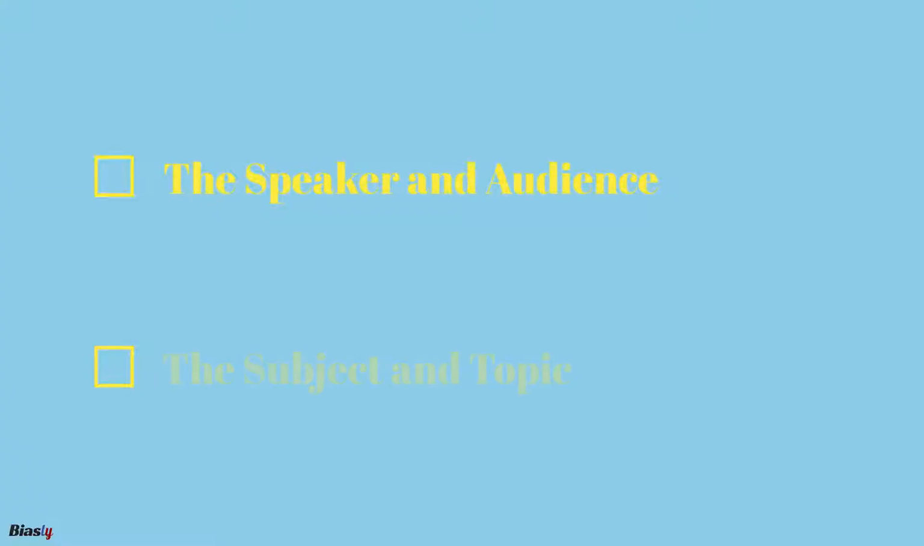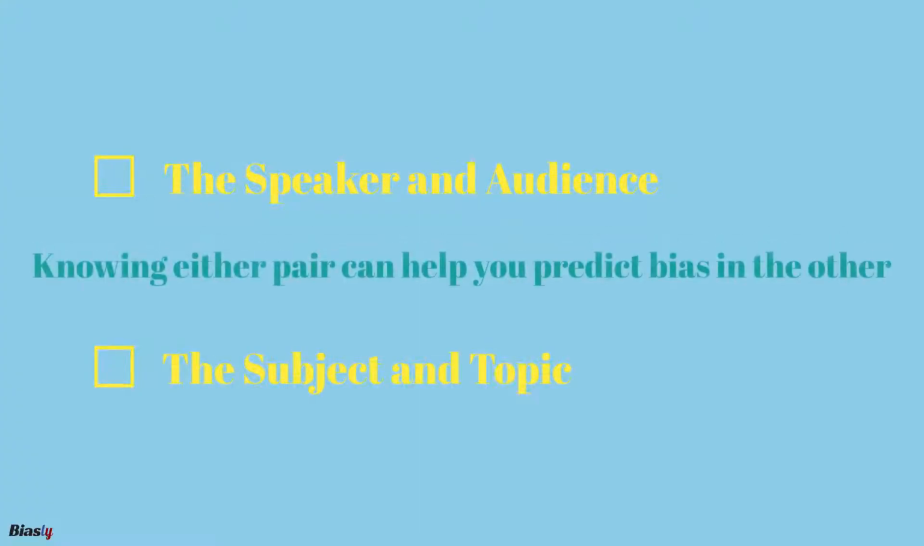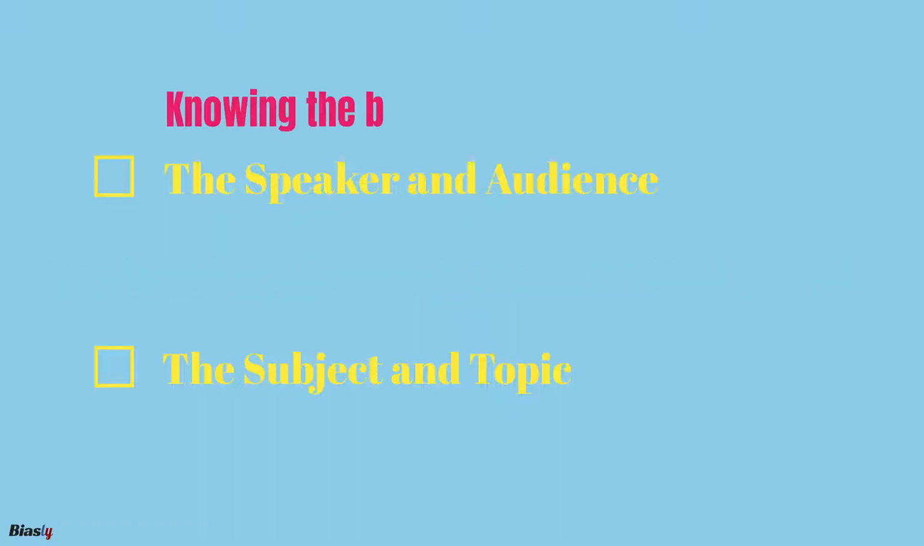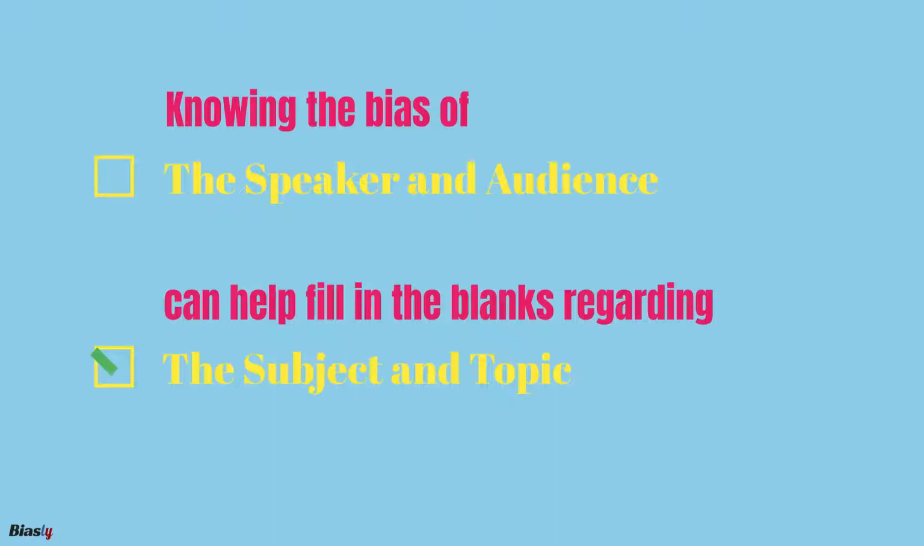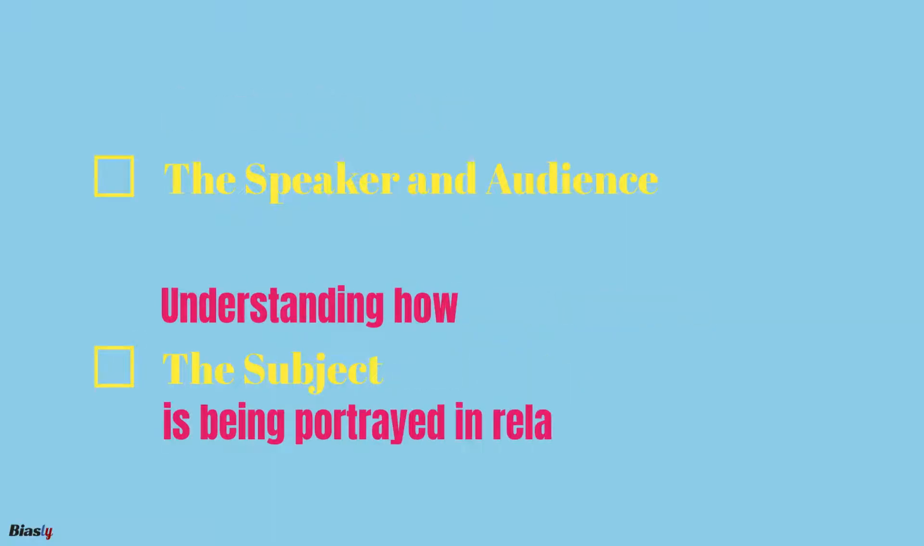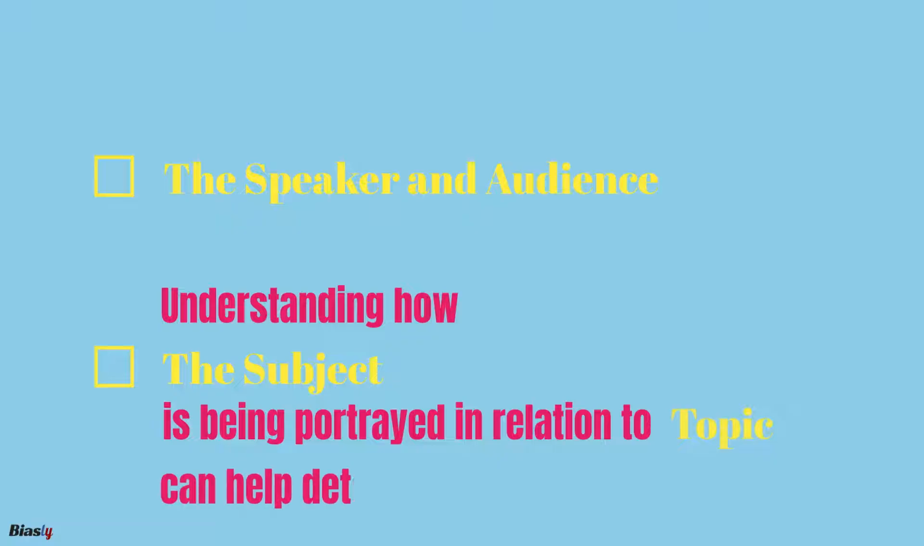There are two main pairings to pay attention to when consuming media: the speaker and audience, and the subject and topic. Usually, knowing either pair can help you predict bias in the other. For example, knowing the bias of the speaker and the audience can help fill in the blanks regarding the subject and topic. Likewise, understanding how the subject is being portrayed in relation to the topic can help determine bias in the speaker and the audience.